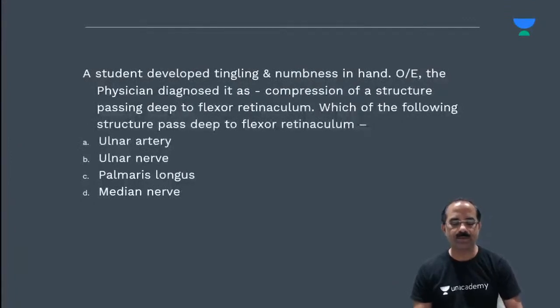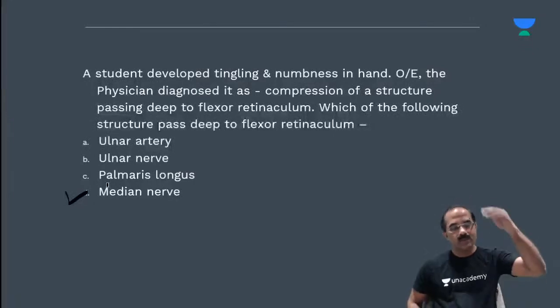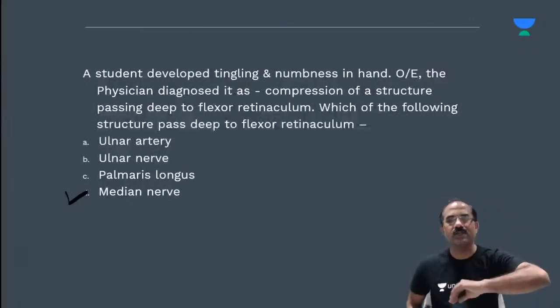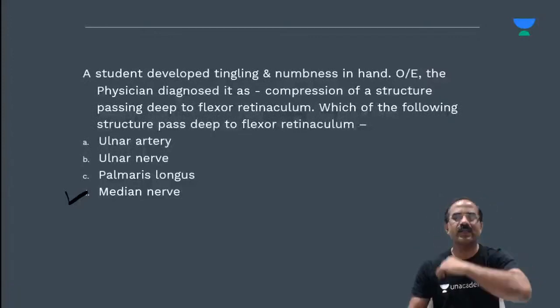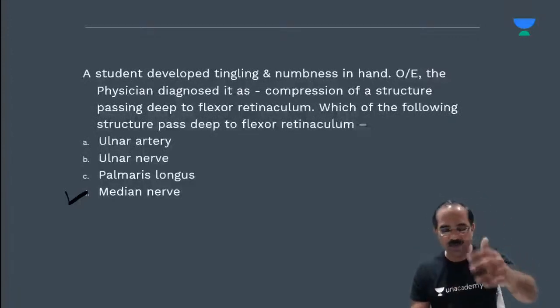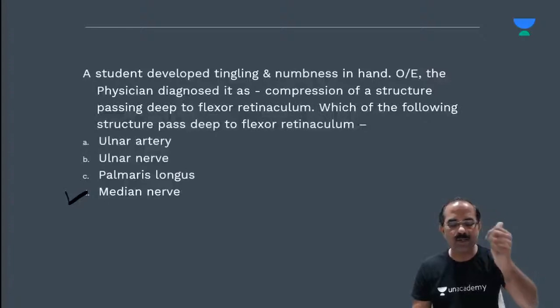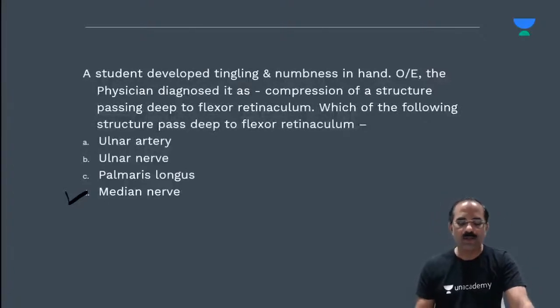Anyone? Which of the following structures pass deep? The answer is median nerve. The median nerve goes deep to the flexor retinaculum. The median nerve gets compressed below the flexor retinaculum, and this is what we call carpal tunnel syndrome.